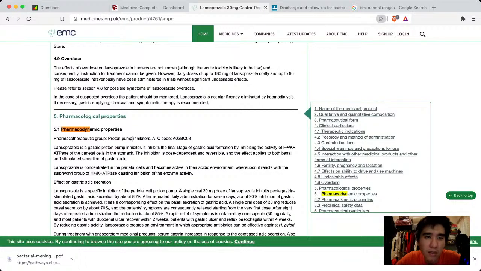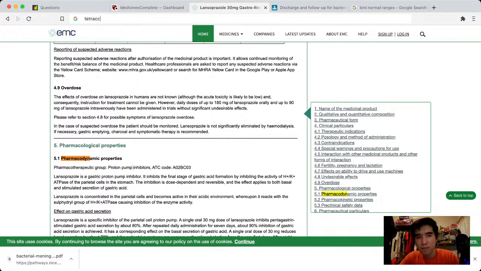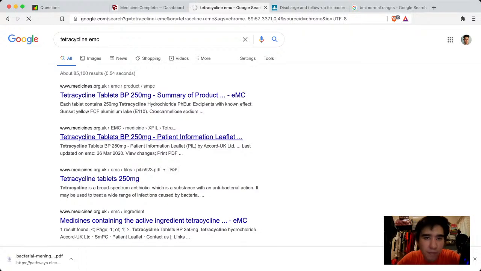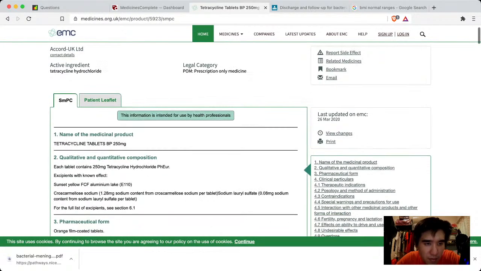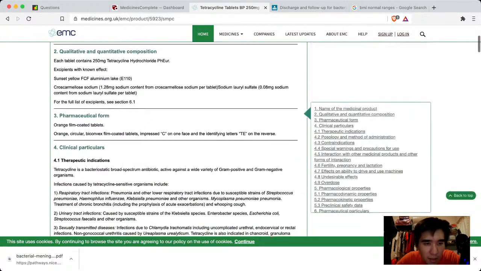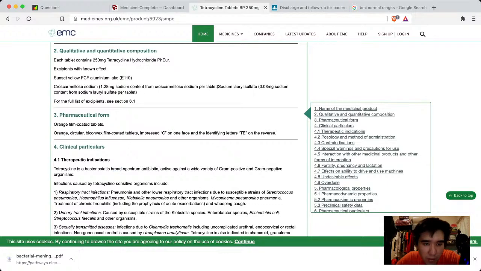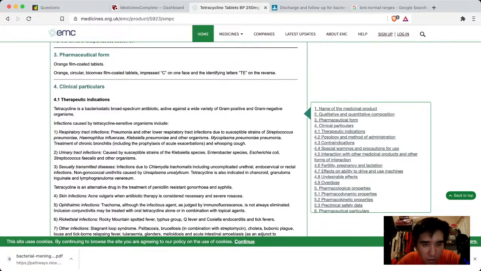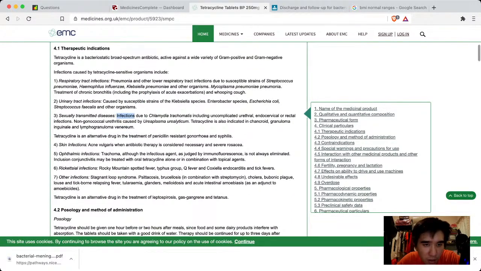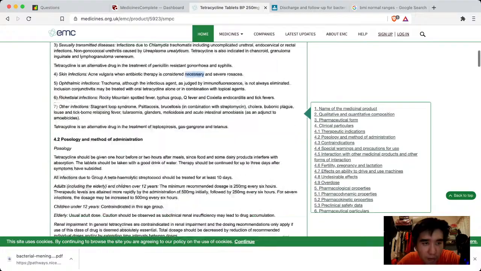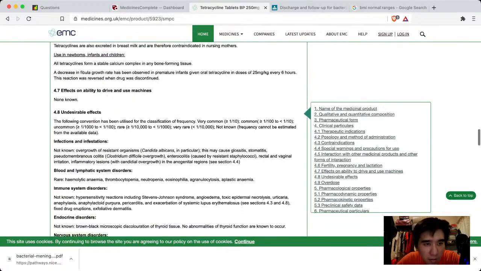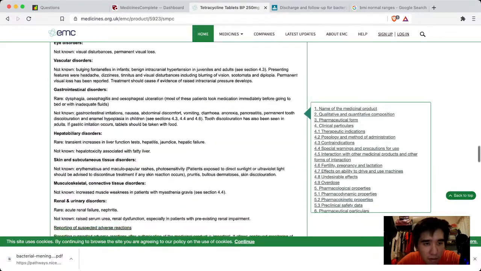Let's look at tetracycline. What is it? It's an antibiotic. Bacteriostatic broad-spectrum antibiotic. It's used in pneumonia, UTIs, STDs, skin infections, especially acne vulgaris. Let's look at the mechanism of action.